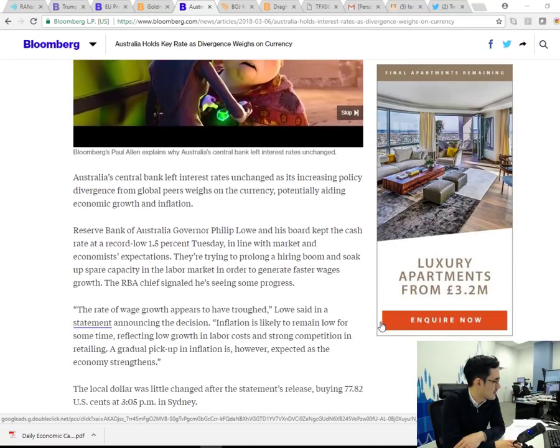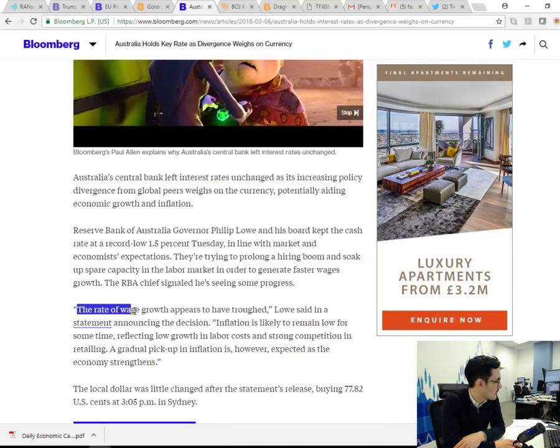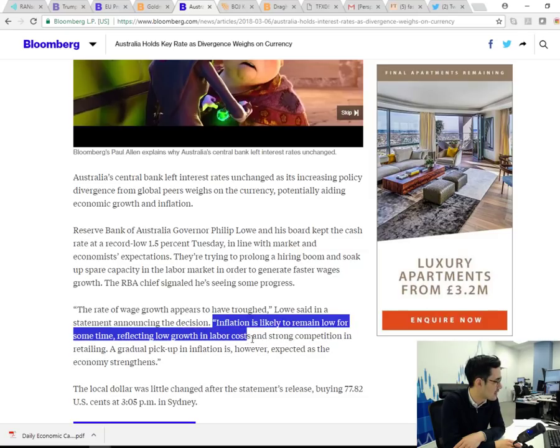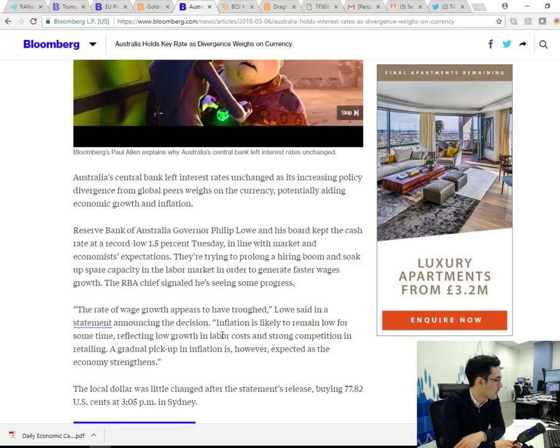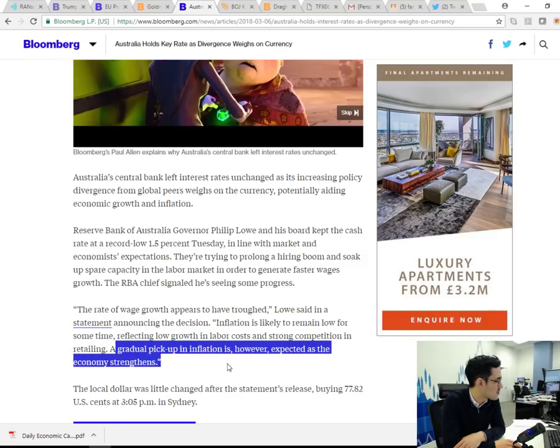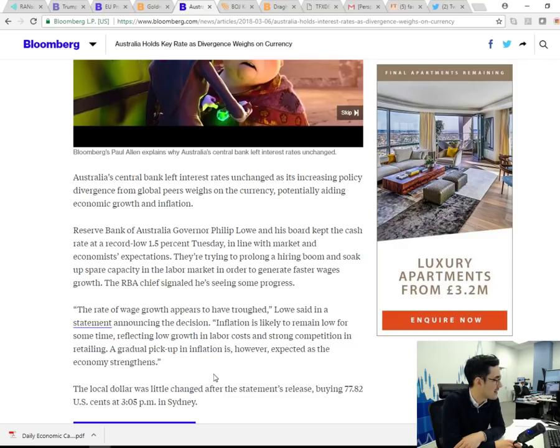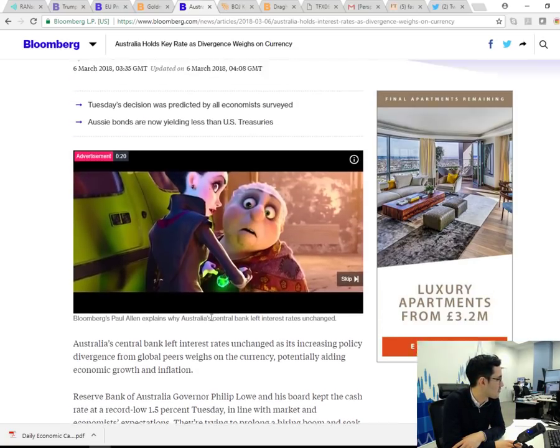It's a pretty similar situation, really, to Australia, to the rest of the world, where the rate of wage growth appears to have troughed. Inflation is likely to remain low for some time, reflecting low growth in labour costs, strong competition in retailing. So again, it's this gradual pickup in inflation that they're looking for as the economy strengthens, but wage growth is fairly anemic in that sense in Australia. So they're in the same kind of situation as what we've seen in other countries.